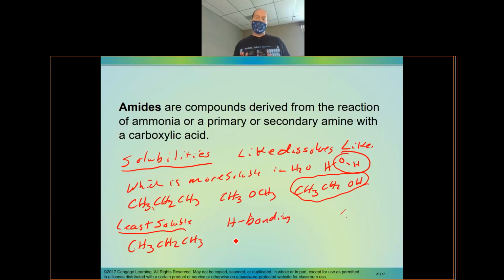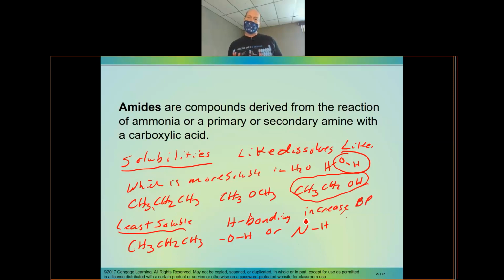So anything that has OH or NH is going to have hydrogen bonding. All right, and so if you have hydrogen bonding, then you have "like dissolves like": something else that has hydrogen bonding is going to be more soluble. So remember that hydrogen bonding will increase your boiling point.